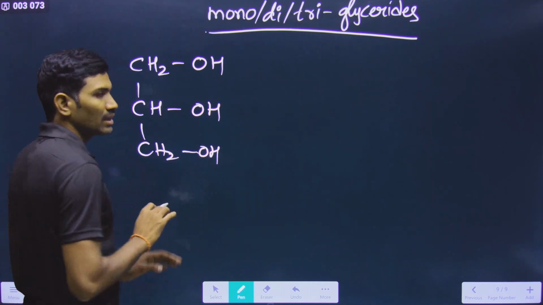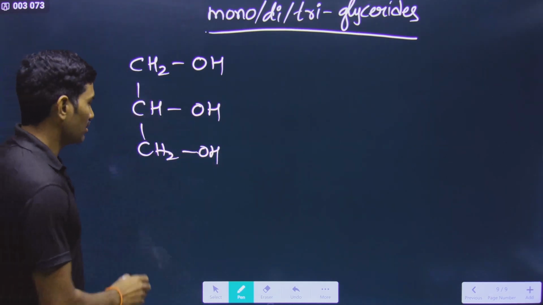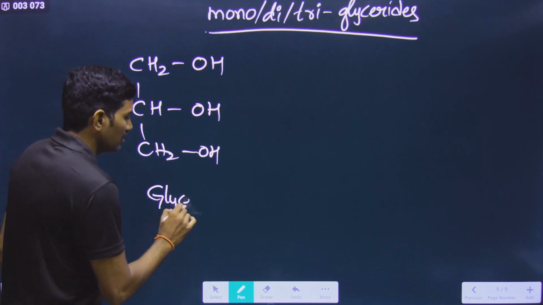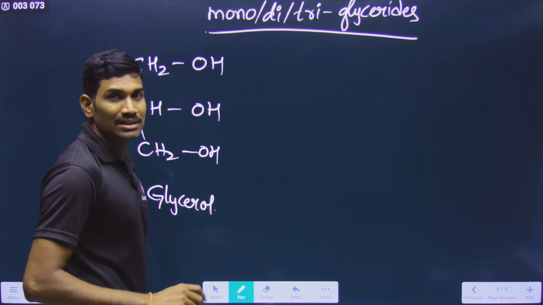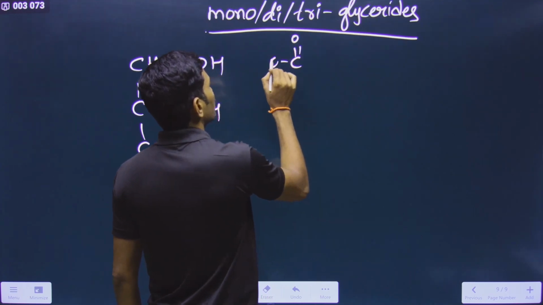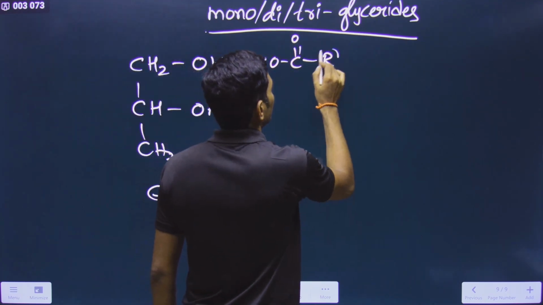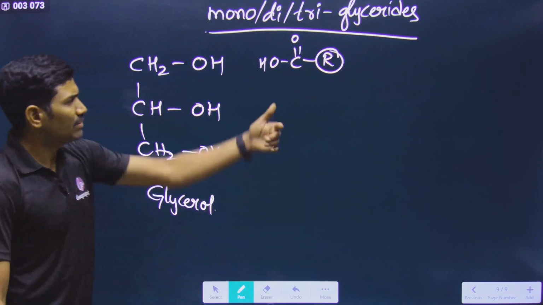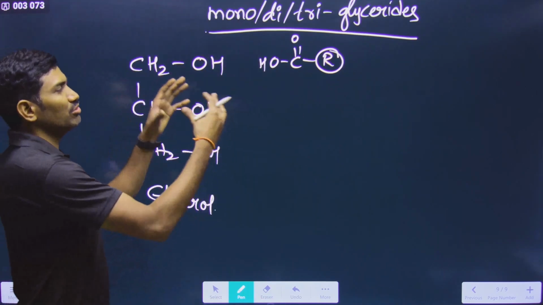CH2OH. This is how it is present. This is the glycerol. And to this glycerol, what should be attached? Fatty acid should be attached. In the fatty acid, COOH group is present. And then there is an R group here. Yes or no? That may be any group. And now we need to attach this.